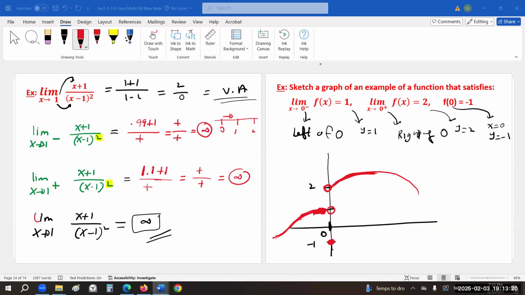So many of the questions we did in class, you're going to see very similar questions in your homework. So explore your homework on 1.3456.